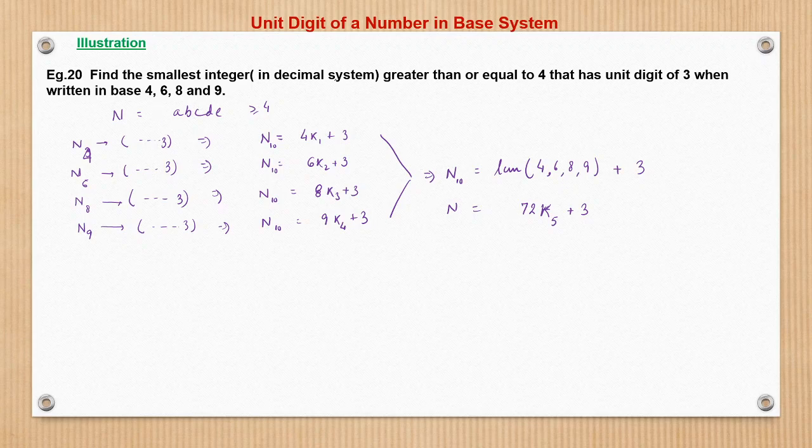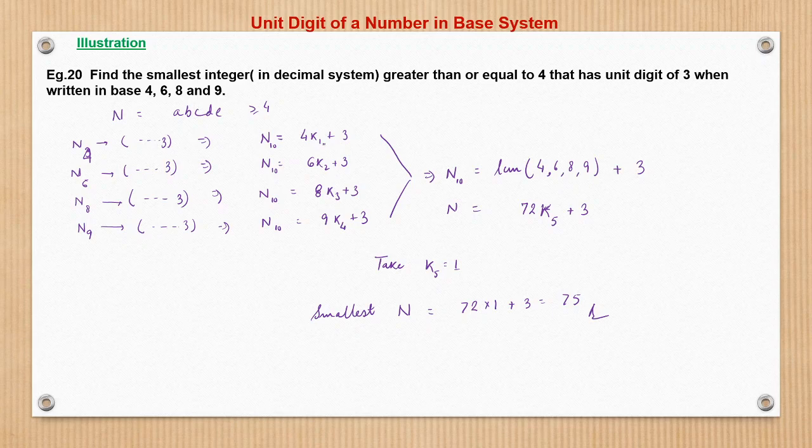And now we have to find the smallest integer greater than or equal to 4. Here k5 can take all the values from 0 onwards. But if we take k5 equal to 0, then n will be 3, which is not more than or equal to 4. So here we will take k5 equal to 1. So the smallest n is 72 into 1 plus 3, which is 75, is the answer, right?